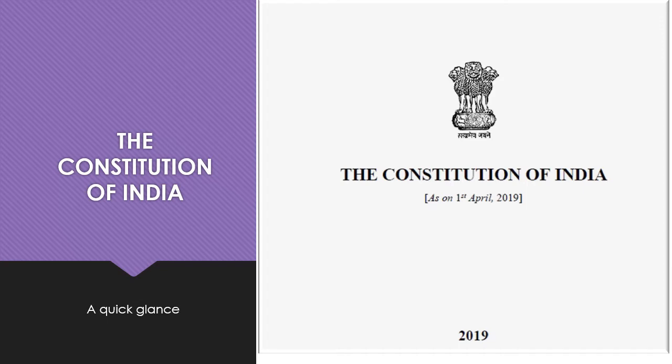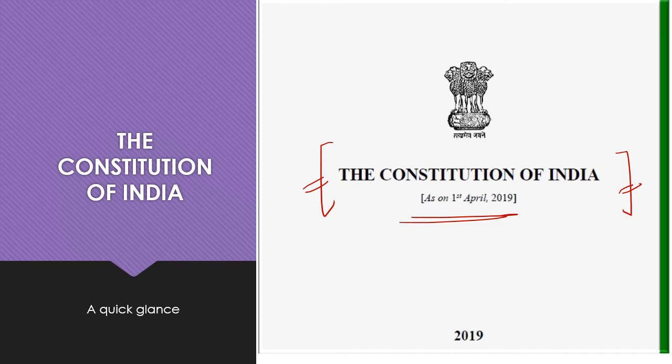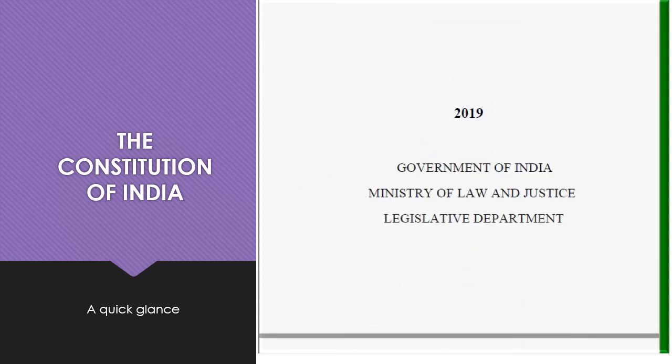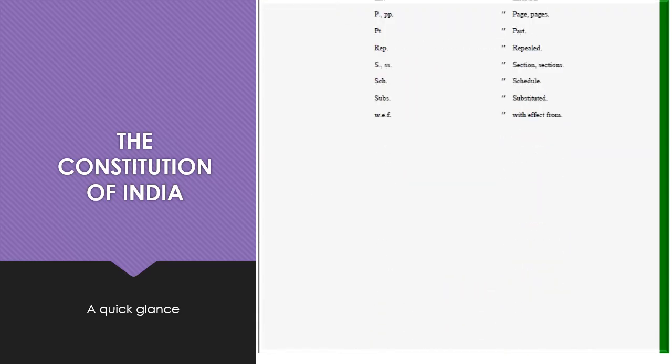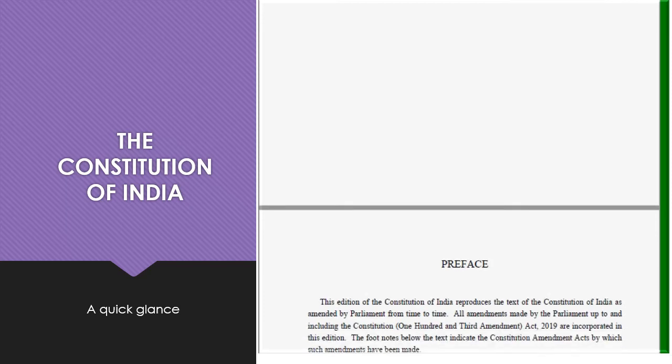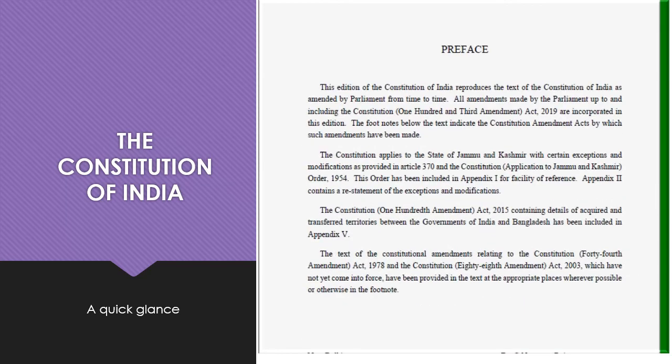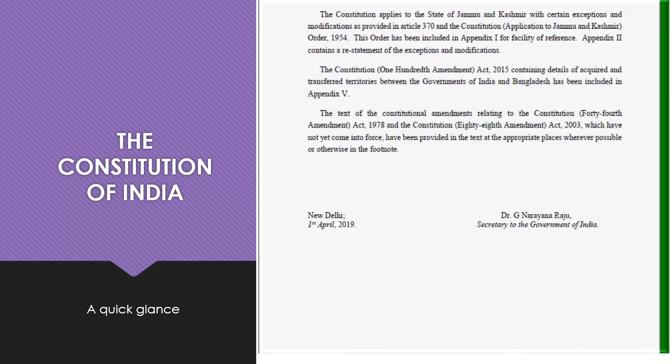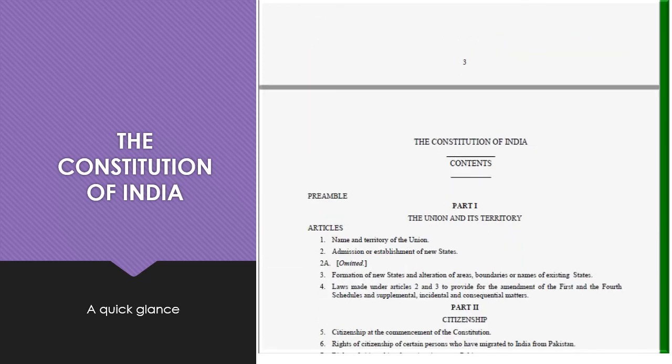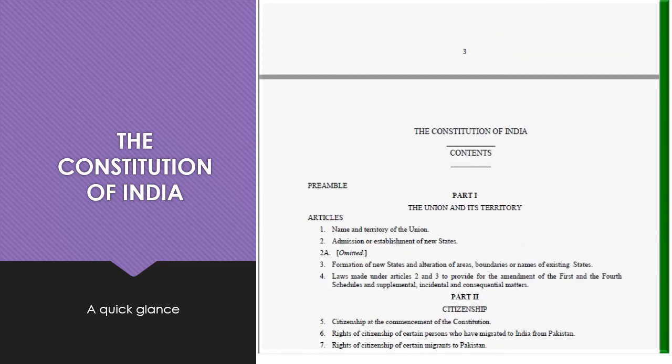So now I will be scrolling through the Constitution of India. This is the version that you find on the website of the government. As you can see, this is a relatively recent version of the Constitution of India, 2019. So let's scroll down and have a look at the Constitution. I'm scrolling down and I will bring you to the contents page where you will see all of the contents.